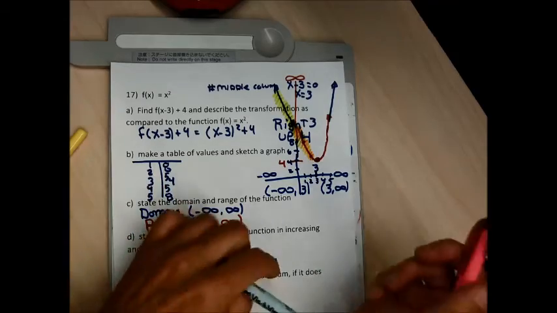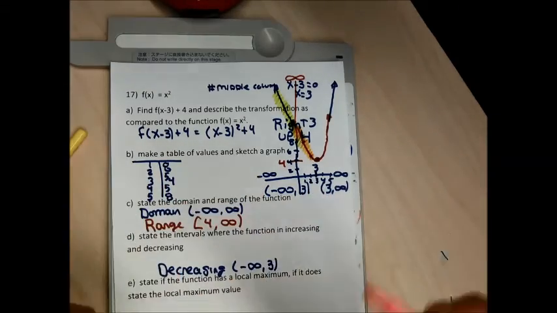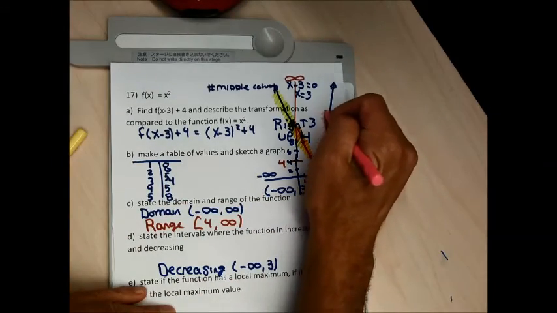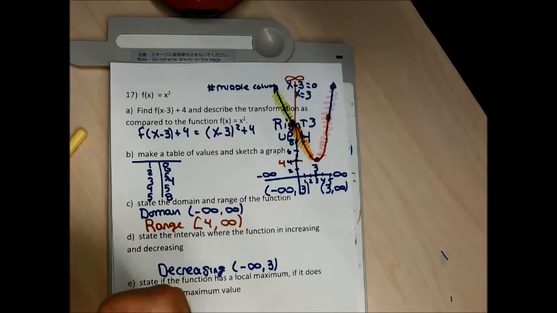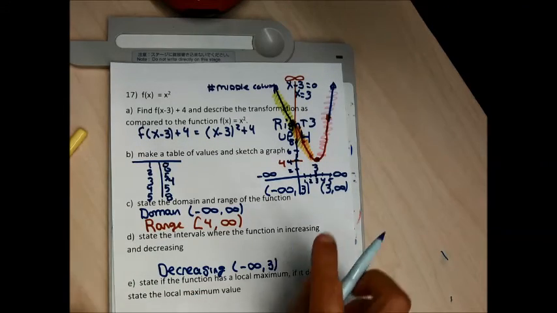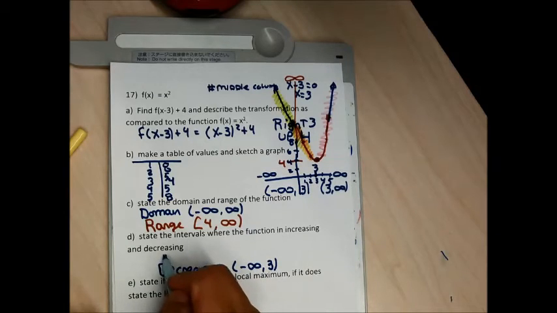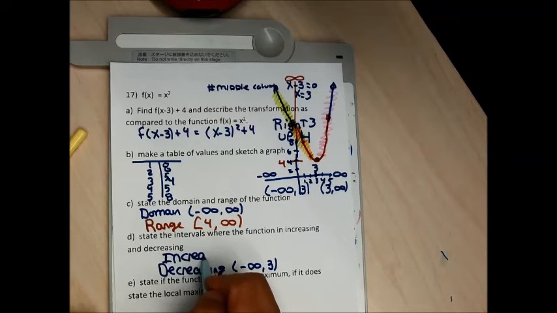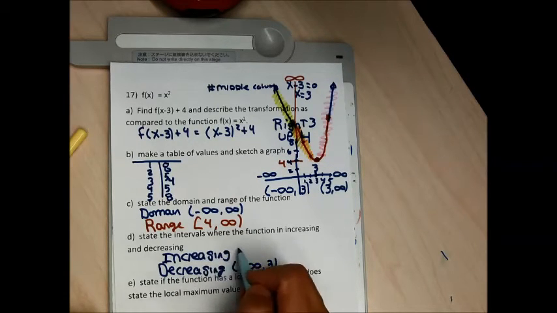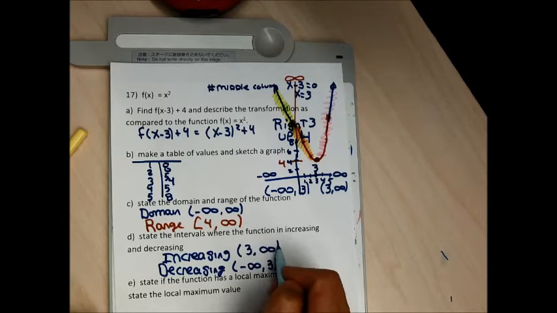The portion of the graph that corresponds to the interval 3 to infinity is this portion of the graph. And as I'm drawing that, my pencil or my marker is going higher. So that means that interval corresponds to a part of the graph where the graph is increasing. So I'm going to say it's increasing from 3 to infinity.